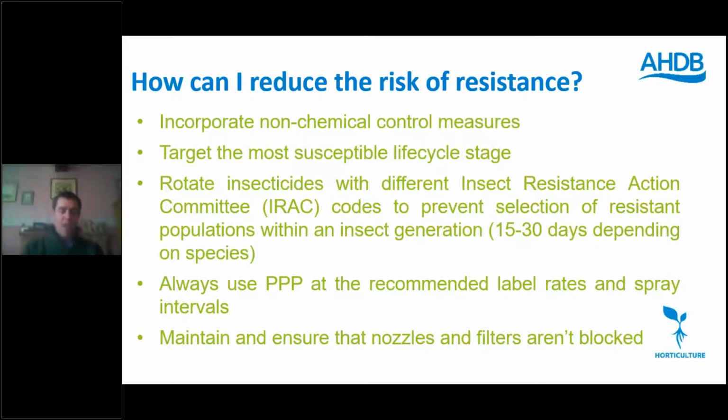If you're not aware of the code of your products, referring to the IRAC code, you can ask your consultant or the supplier of the product, and they should be able to tell you that. Some of the newer products have the IRAC codes on the product label.